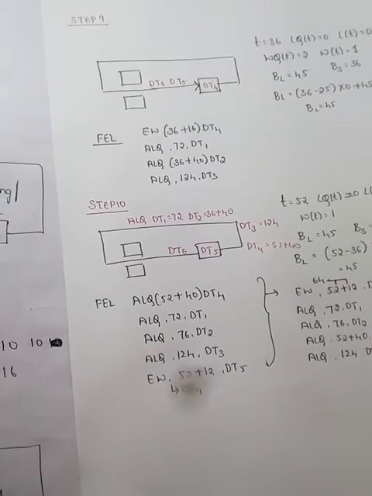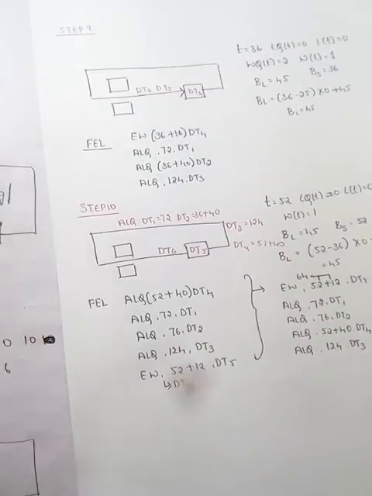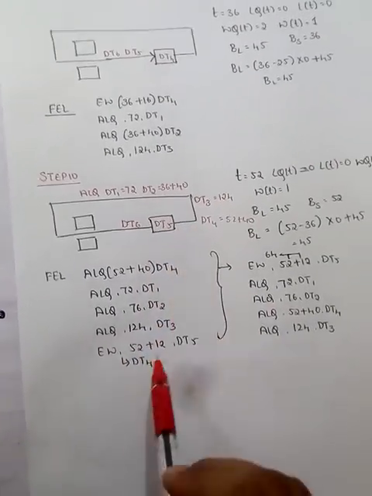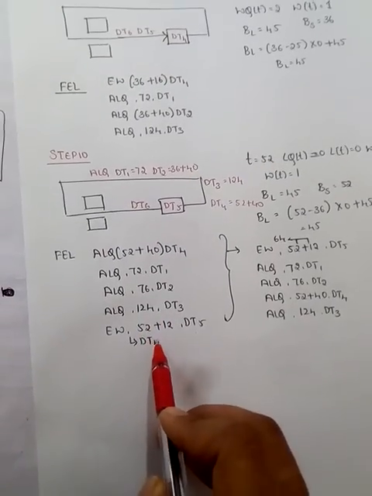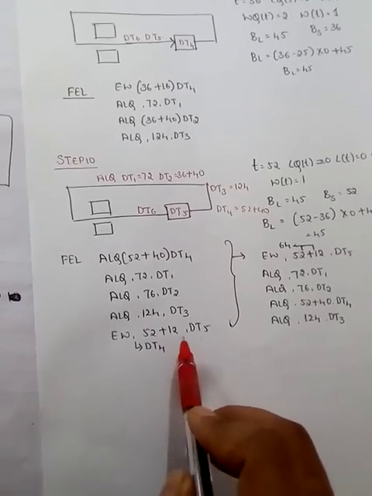52 plus 40. 52 was your previous DT3. The present 40 is your present traveling time. Now my EW value, DT5 value. The DT5 value is 52 plus 12, the present time plus previous time.